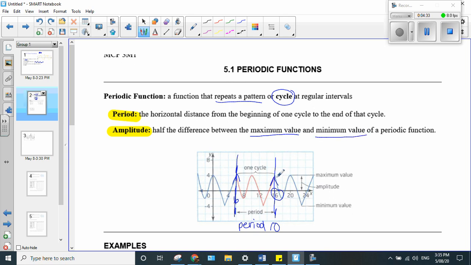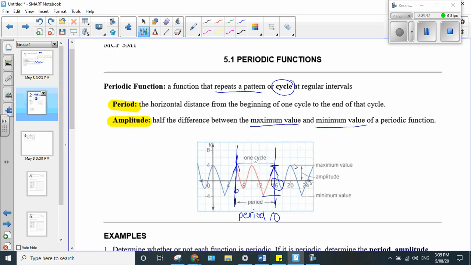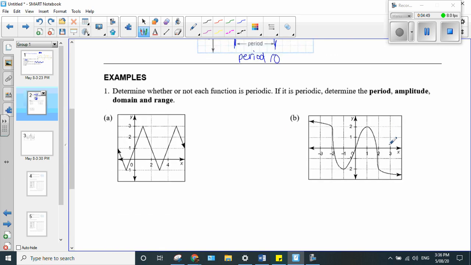So, sorry, we find the highest point and the lowest point, which might be here, and we divide that distance in half, or in two, so that we get what we call the amplitude. So period goes horizontally and amplitude goes vertically. All right, so we're going to do some of these examples together. First, we need to determine if it is periodic.